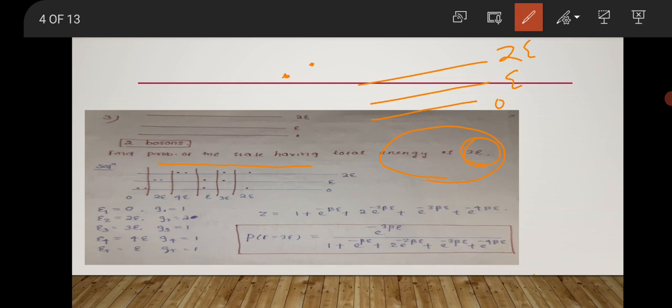So total energy 3E. Okay. For this, see, there are 6 arrangements. For the 6 arrangements you will get the energies like this. Energy 2E has a degeneracy of 2. So your partition function will be like this.